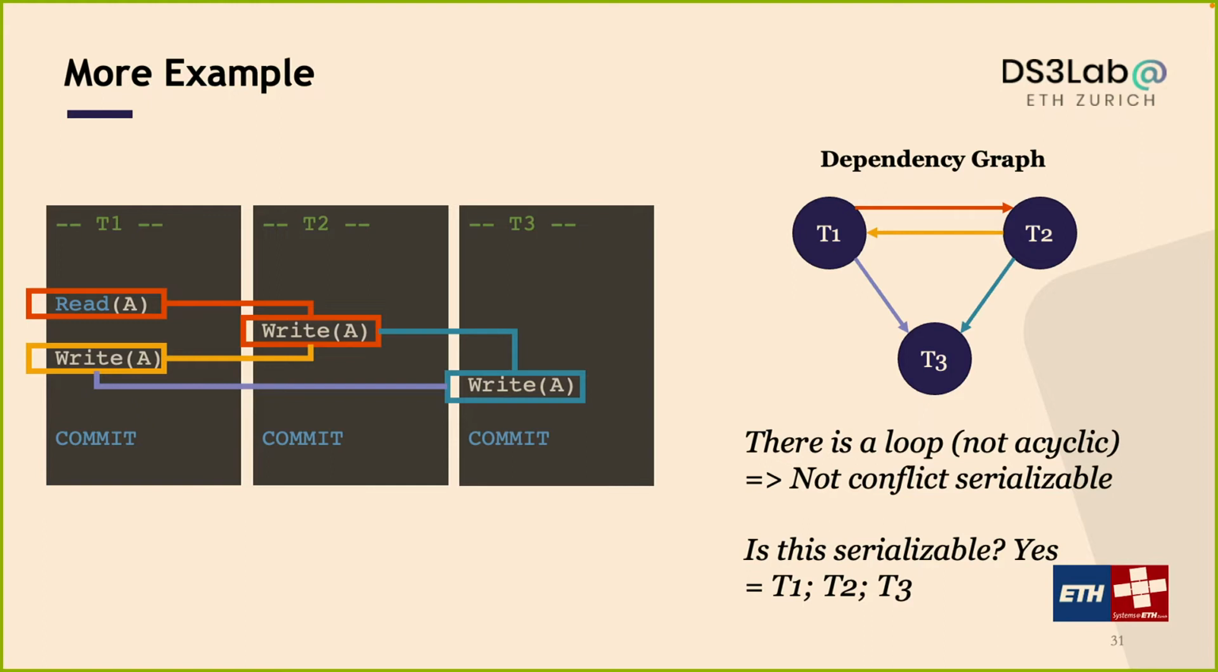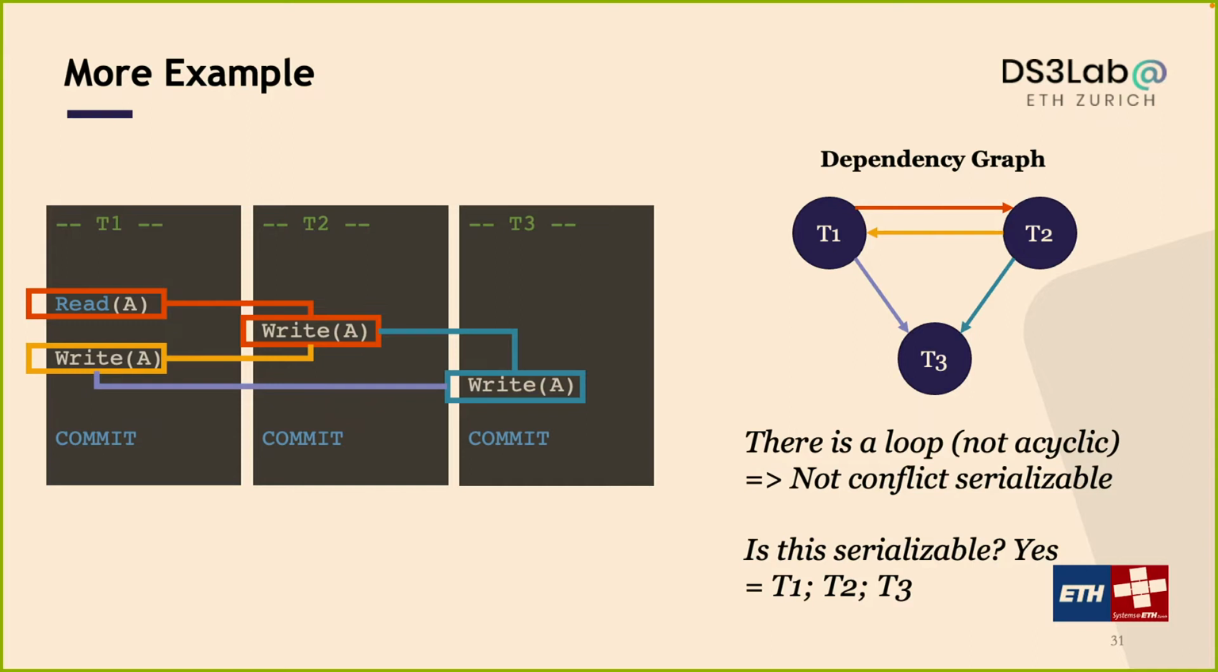But another thing that is kind of interesting is we know this one is not conflict serializable because there's a loop in the graph. But is this one serializable? That actually becomes a little bit interesting. Is this one serializable? In this case, it is. Why? Because it keeps overwriting stuff.